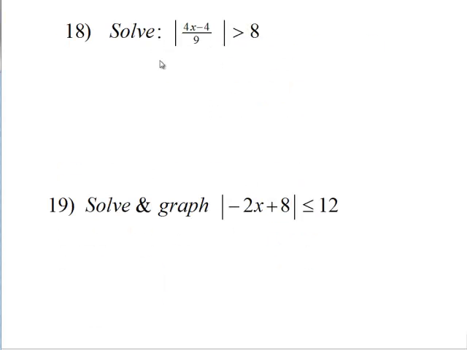Okay, 18, we leave it. 4x minus 4 over 9 greater than 8. Multiply by 9 is 72. Add 4, 76. Divide by 4 is 19.